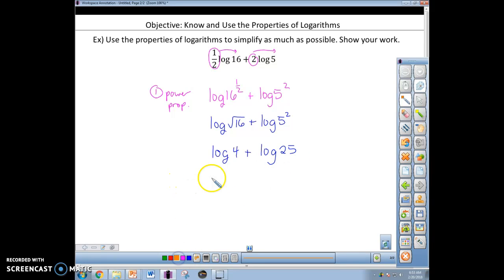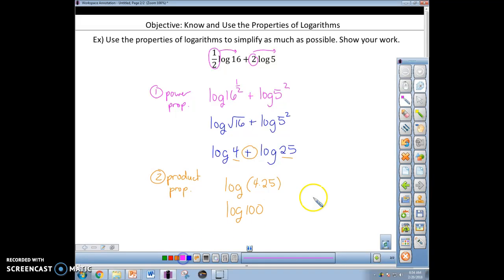Once we've completed that process, then we look at moving on to the next set of properties, which are our product and quotient. And this plus sign between these two arguments is now what tells us that we need to use the product property of logarithms. And the product property says that we can take the sum of these two logarithms of base 10 and write that as a new single logarithm, still of base 10, by multiplying the arguments of 4 and 25 together. And so that would give us the log of 100.